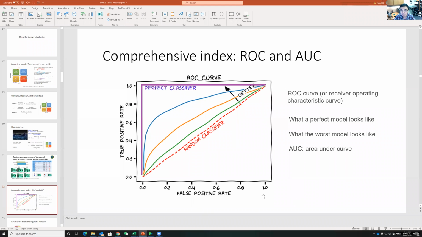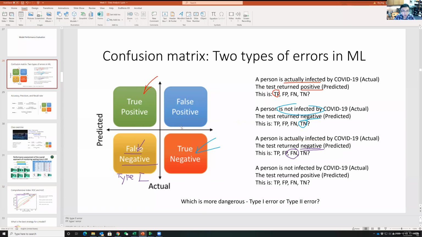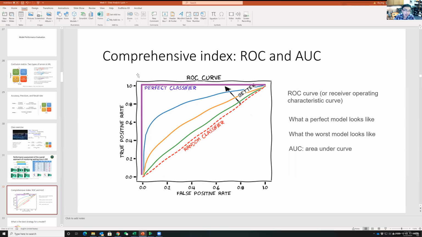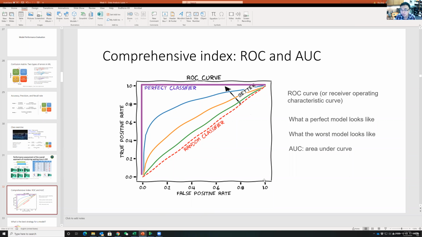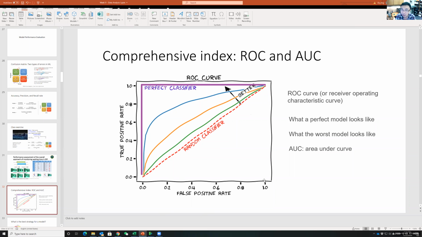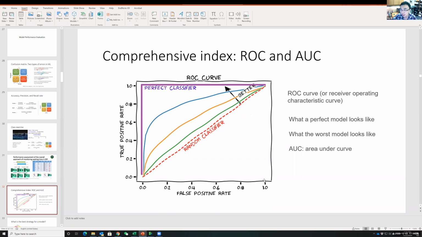X is the false positive rate. So here, false positive rate. So I get a number and I plot all the numbers here. And Y is the true positive rate. So why is it changing? Because you are changing your model. Imagine that you have this machine learning model, this neural network model. You change the values, you change the parameters. What will happen? The prediction result will be different, right?